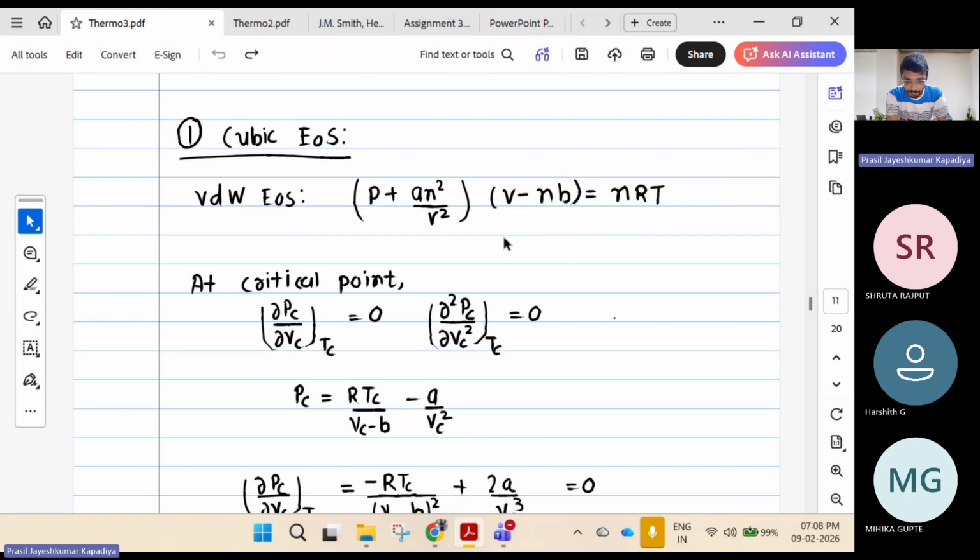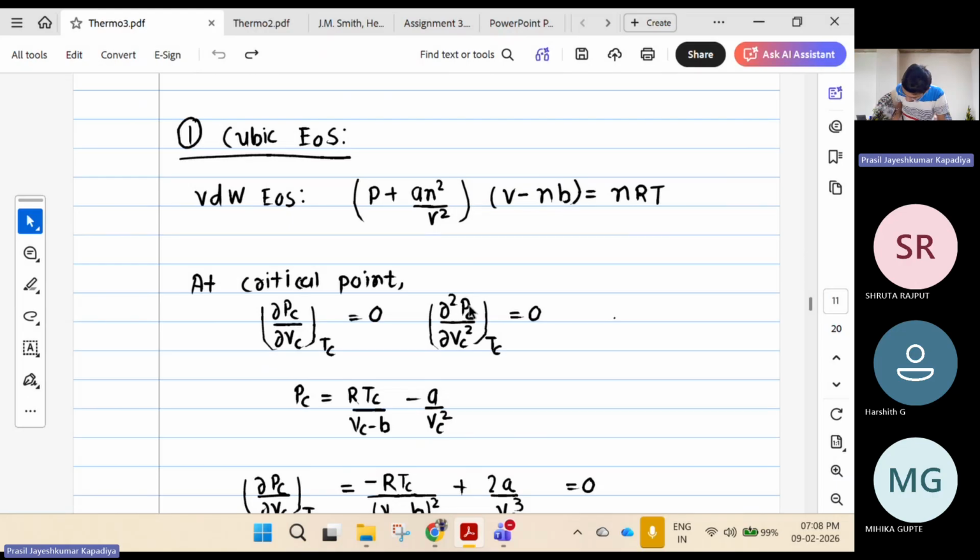So we need to, this V is the volume occupied by the whole system, but we need to subtract this B, which is the volume occupied per mole of gas. So if we subtract V minus nB, I get the actual volume available. So these two corrections are implemented by this Van der Waals.